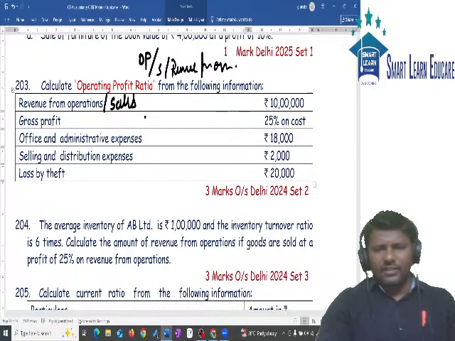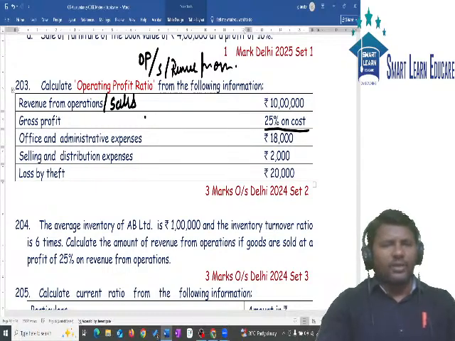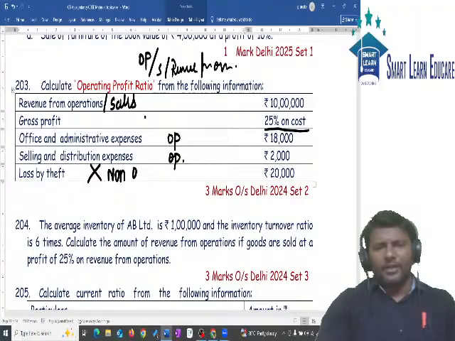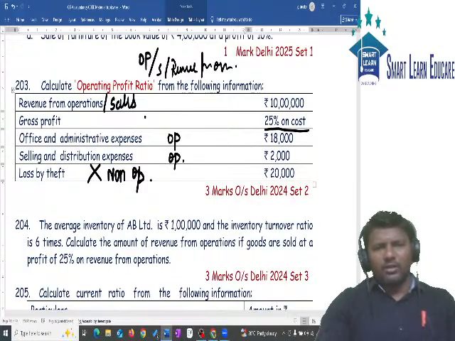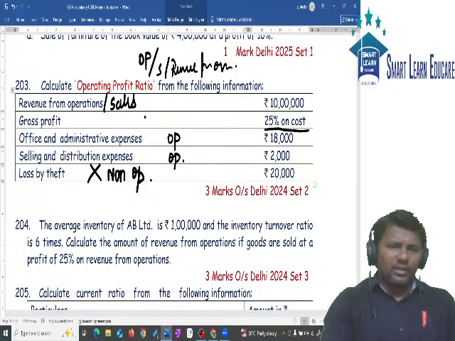And gross profit is given. It is 25% on cost. Administration expenses is given. This is an operating expense. Selling expense is given. This is also an operating expense. Loss by theft is not an operating expense. It is a non-operating expense.